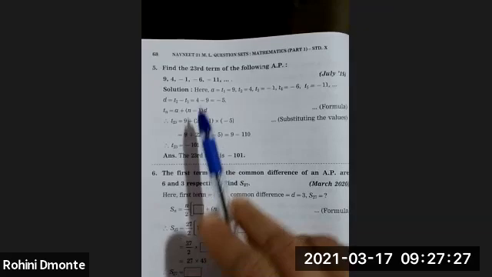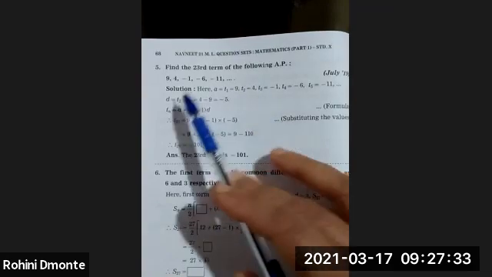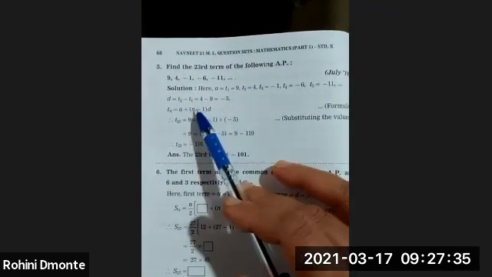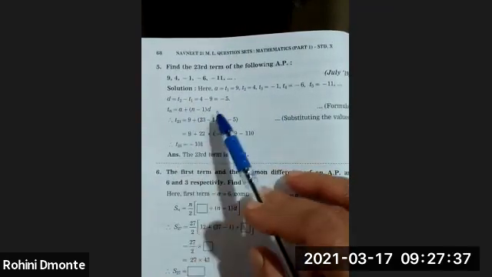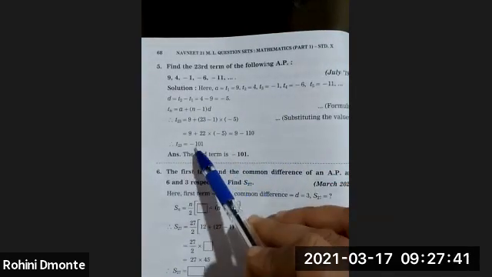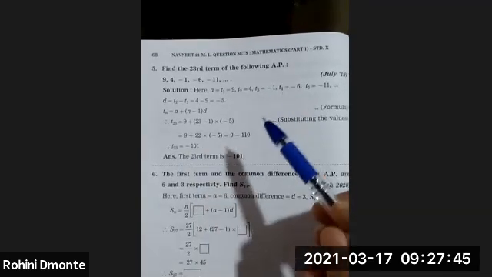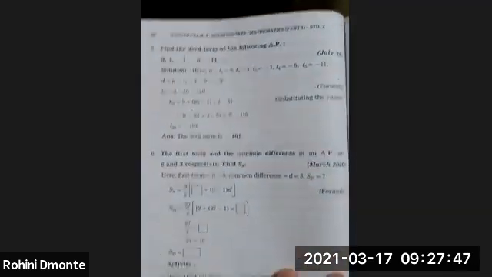See, look here. Here also there is a marks distribution. Half marks for this: when you are writing the given and writing d, you will get half marks. Another half marks for the formula. When you substitute the values, you will get another half marks. And finally, for the final answer, you will get half marks. Like this, 2 marks will be there. Okay, now let us move to the next sum.